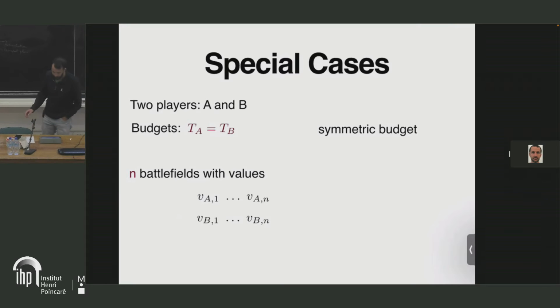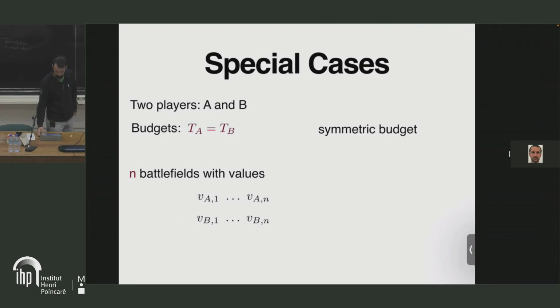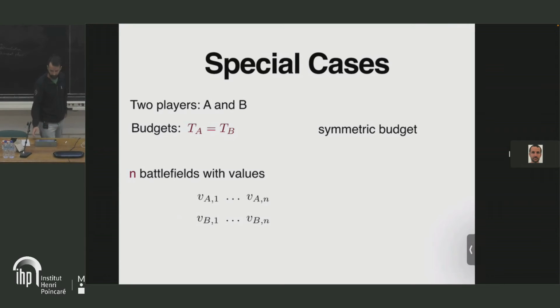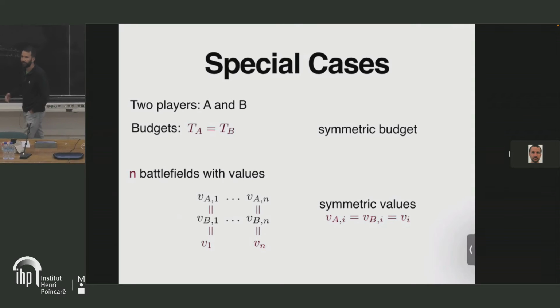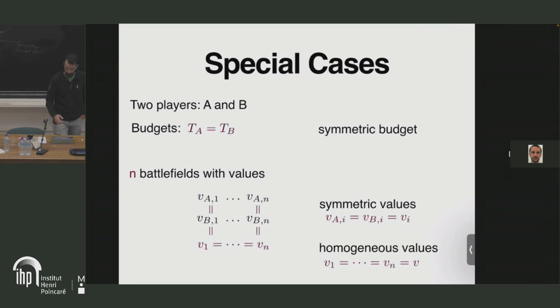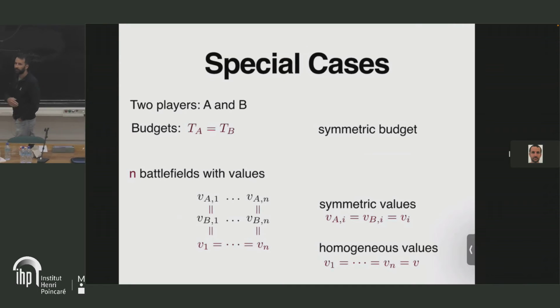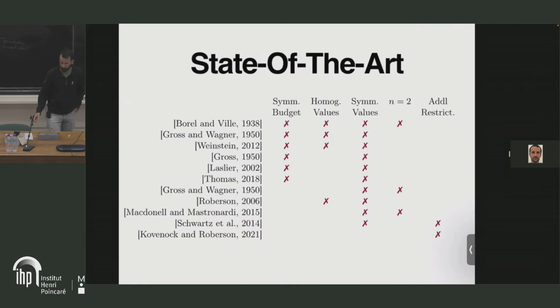And there are different kinds of variants that have been considered, which are particular cases of this one. One is that budgets can be supposed symmetric, so that the number of troops of both players is the same. You could have symmetric values, so both players value each territory the same way. And then you could also have homogeneous values, which means that for all players, all the territories have the same value, which would be 1 over n, because I assume that the sum is equal to 1.